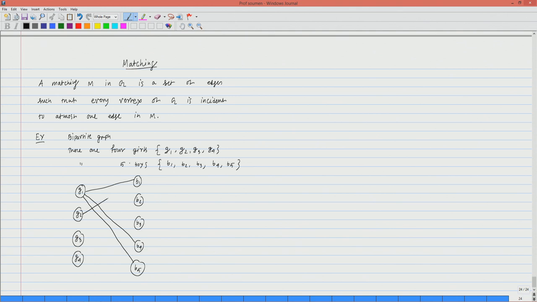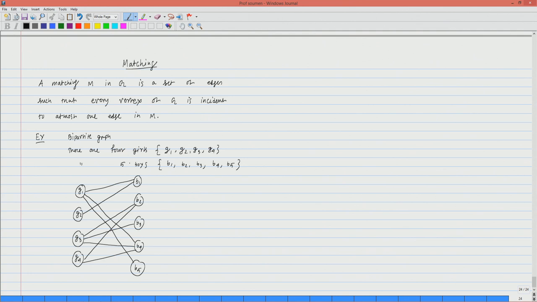Girl G2 prefers only B1, girl G3 prefers B2, B3 and B4, and G4 prefers B2 and B4.